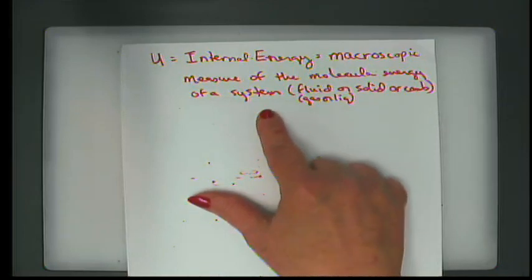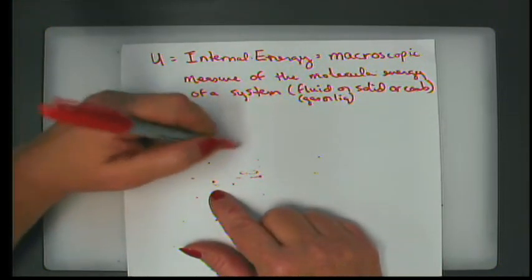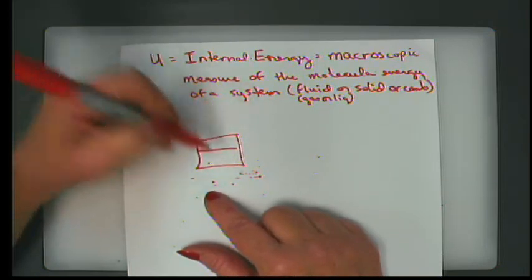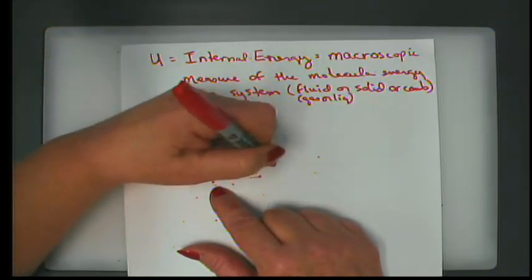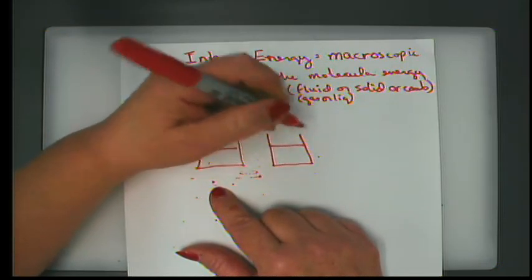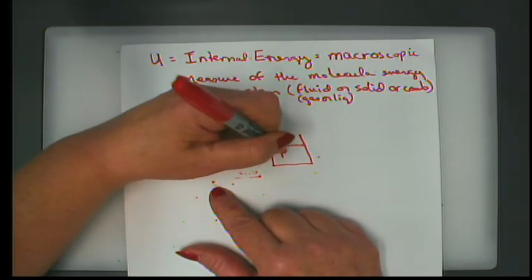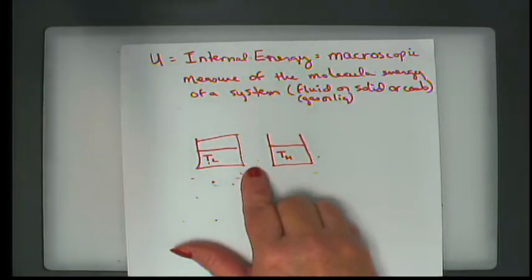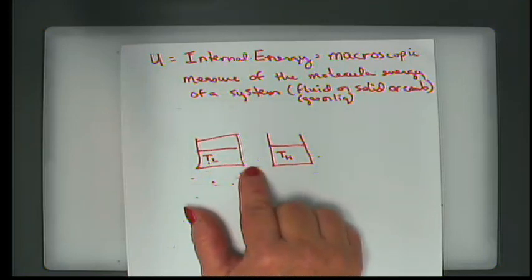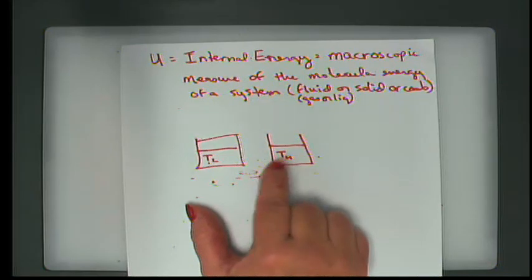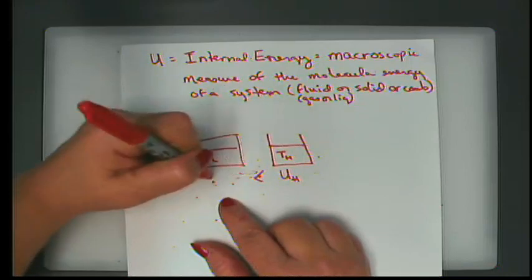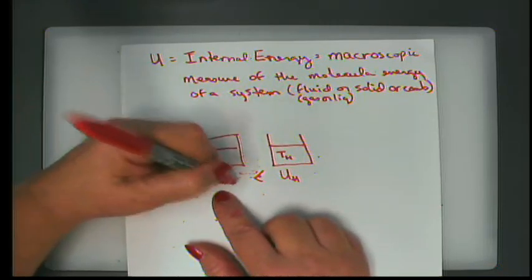Okay? And so basically, let's say you have a glass of lukewarm water, and next to it you have a glass of very hot water. This is T_H, high temperature, and T_L, low temperature. If these are the same fluid, which of these do you think is going to exist at a higher energy state? Absolutely. This has more energy associated with it. So U_H, in this case, is going to be greater than U_L.